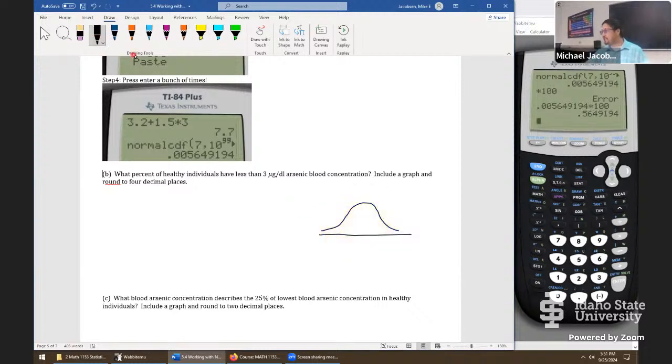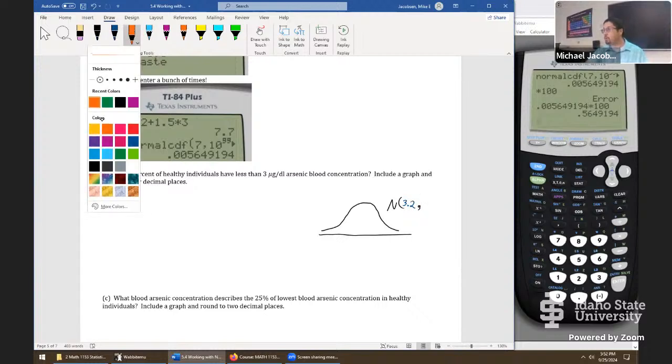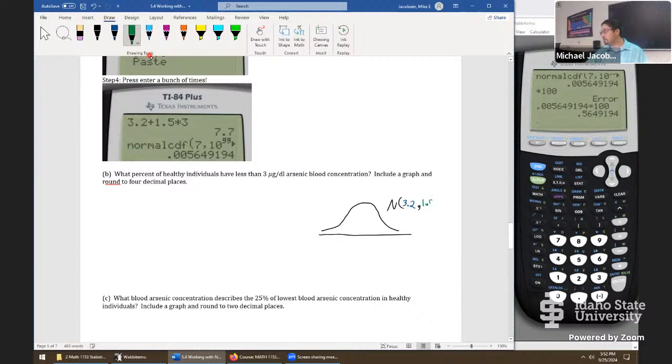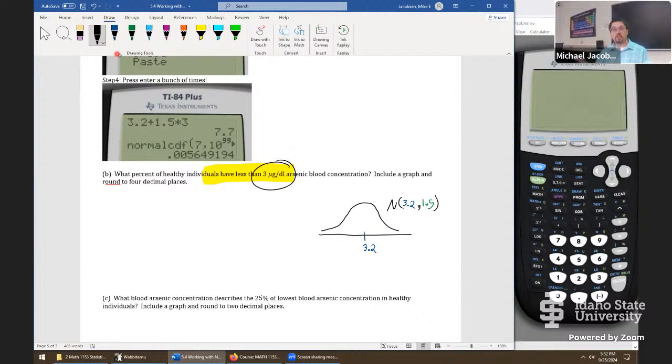So let's write out the model once again. It's N for the normal distribution. I believe it was 3.2 for the mean, that goes in first, and 1.5 for the standard deviation. Now here they said less than 3 micrograms per deciliter. So let's start by putting in the center, which is 3.2. It's always a good idea to put that in there just to make sure you're putting it in the right relative region. So it's got to go to the left, but the standard deviation is pretty big, so it's actually close to 3.2. I'd probably plot it right about here.